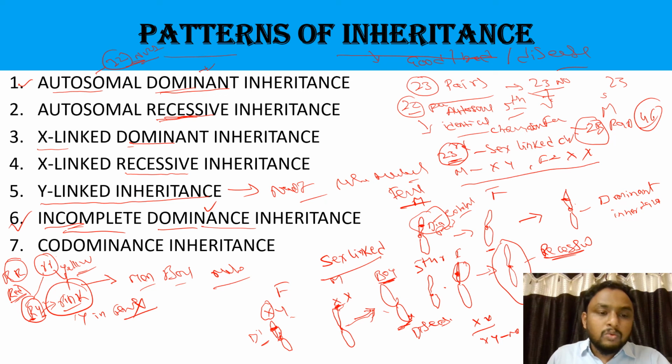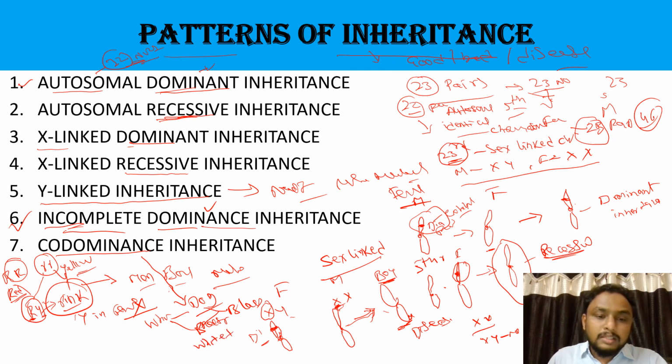Next, coming to co-dominance. What is co-dominance? Take for example a dog. You take two dogs, one dog of a white color, one dog of a black color. When you set these two colors for breeding, there is a chance of getting a mixture of white plus black. That is called codominance.